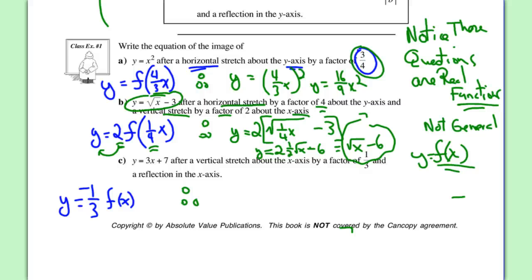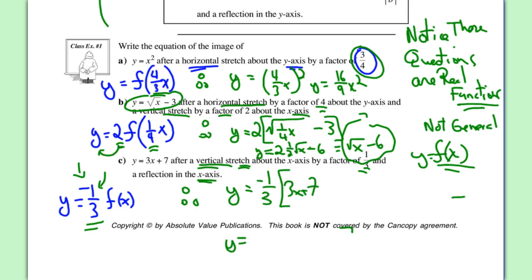In the last one, we have a line. Lines are kind of boring, but still we need to complete these at times. Vertical stretch about the x-axis by 1/3 and a reflection in the x-axis. So what's the transformation? Well, a negative on the outside will be the reflection, and a 1/3 is going to result in that vertical stretch. Therefore, I have y equals a minus 1/3 outside the whole function of 3x plus 7. What does that do to the function? I now get minus x minus 7/3.